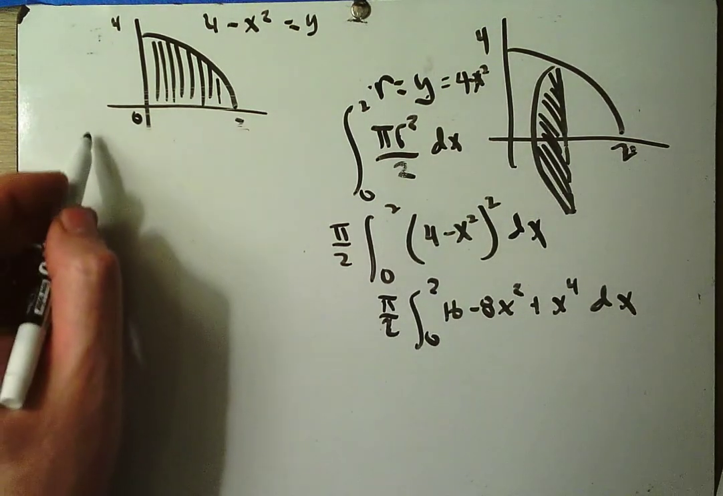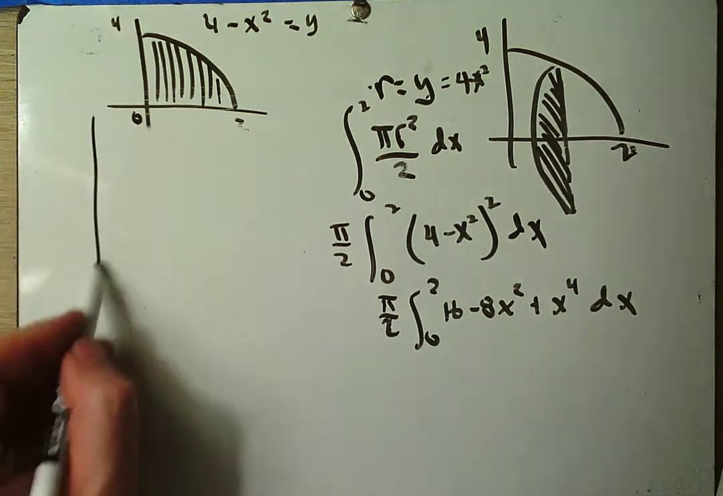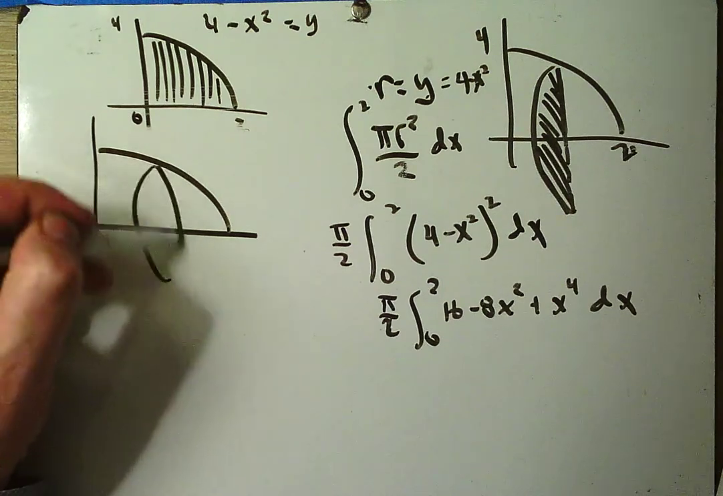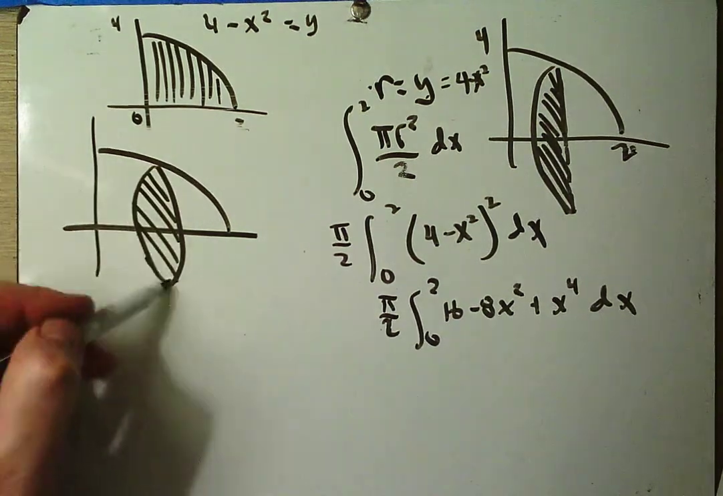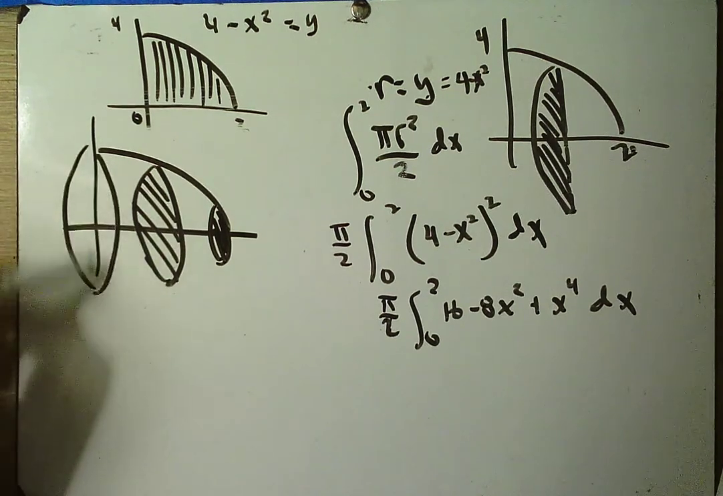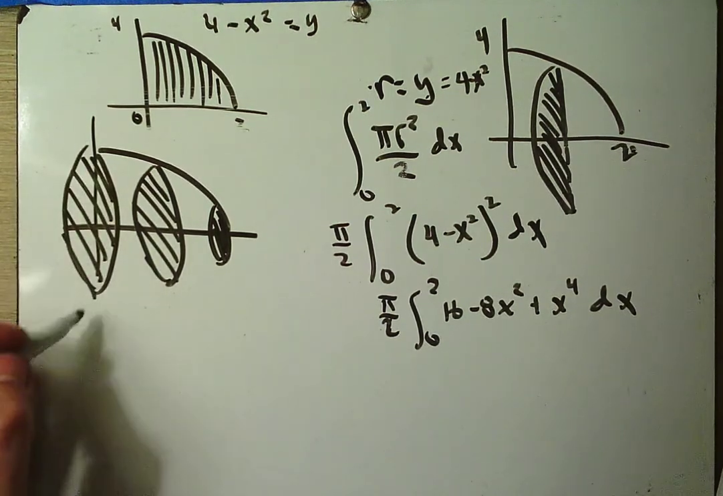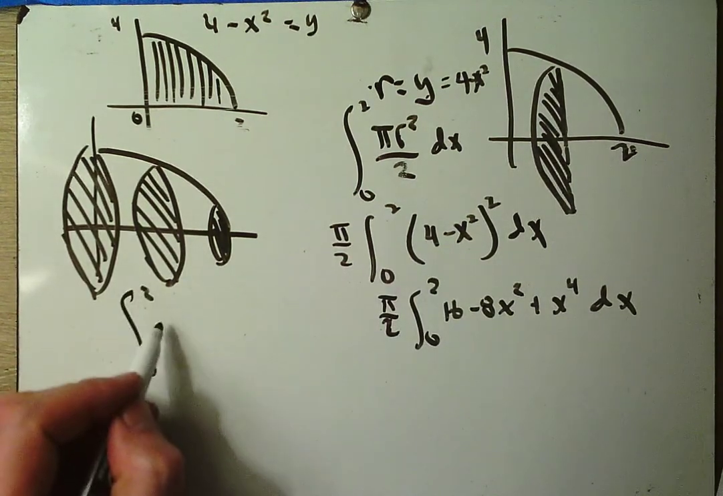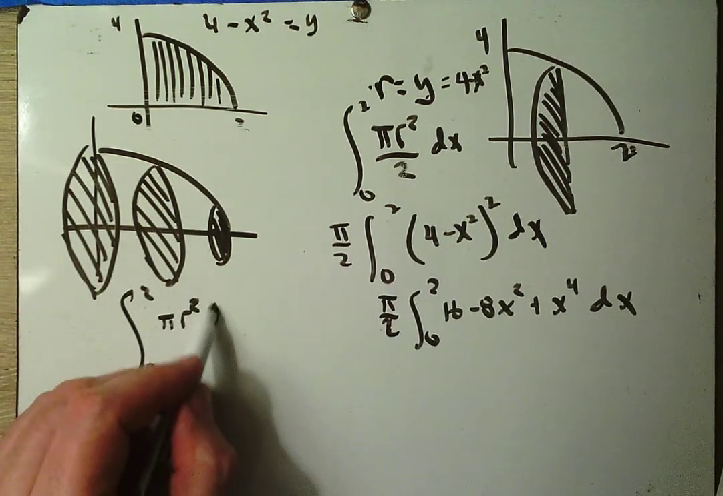What would be the difference if you were integrating circles? Cross sections are circles. Well, instead of adding up a bunch of pi r squareds over 2, we're just going to add up from 0 to 2 pi r squareds.